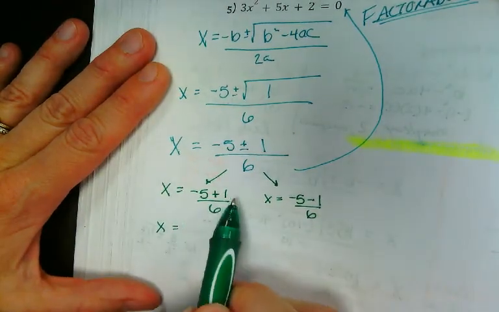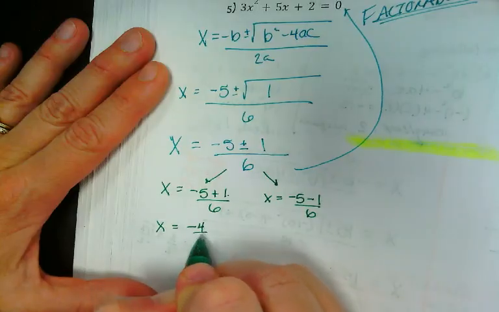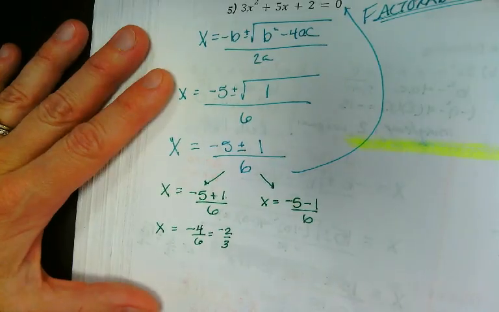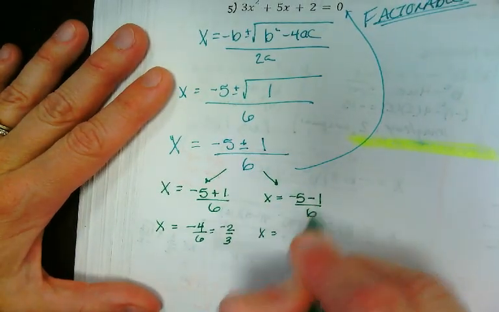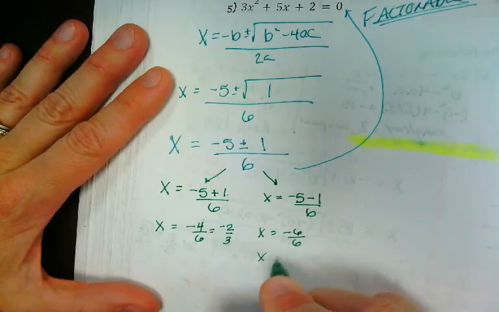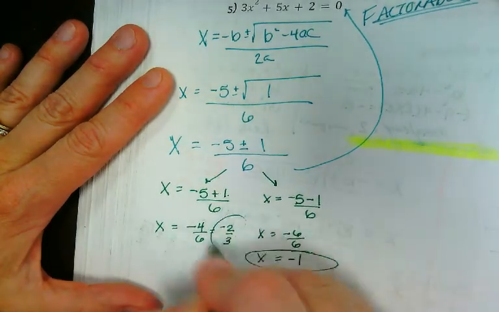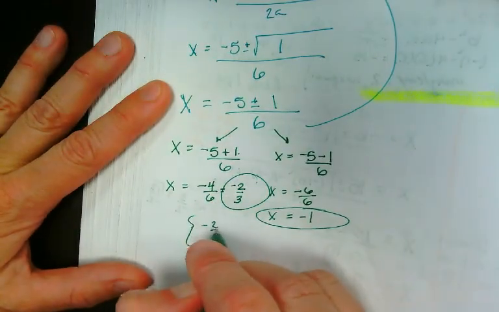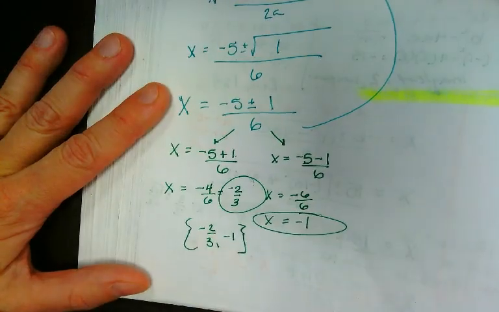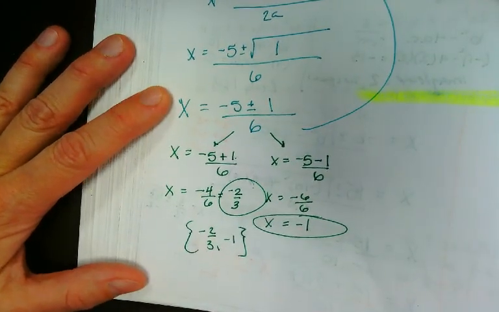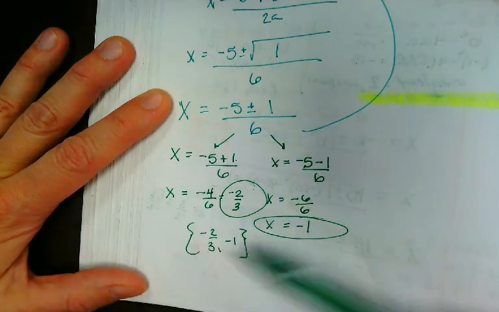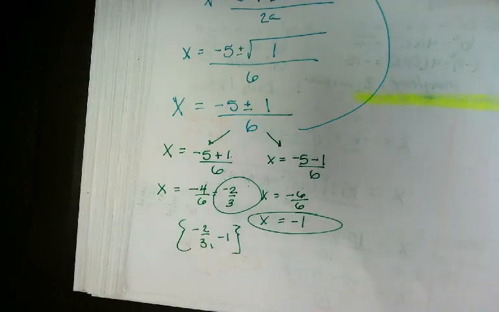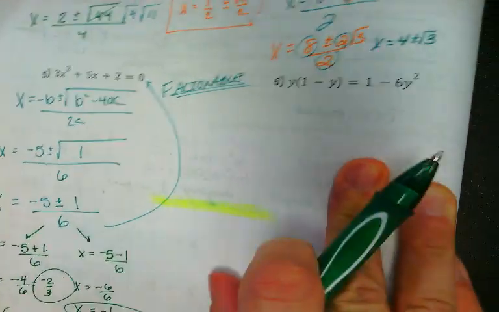So x equals negative 5 plus 1 is negative 4 over 6, which can reduce to negative 2/3. And here we're going to get x equals negative 5 minus 1 is negative 6 over 6, which reduces to negative 1. So my two solutions should be negative 1 and negative 2/3, which I'll kind of just stick in the bracket. Okay, so again, if the radical disappears, there's nothing wrong with that. It just means it was factorable to begin with, and then I got to make sure I write what those solutions are.